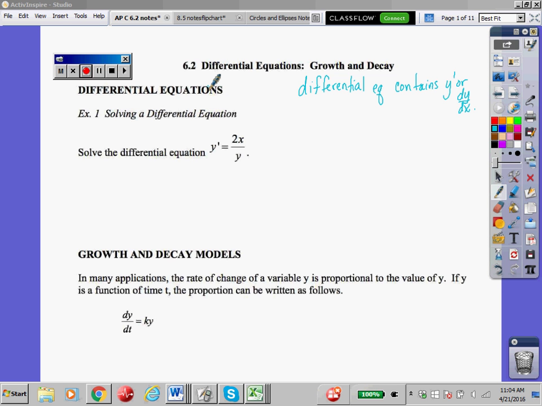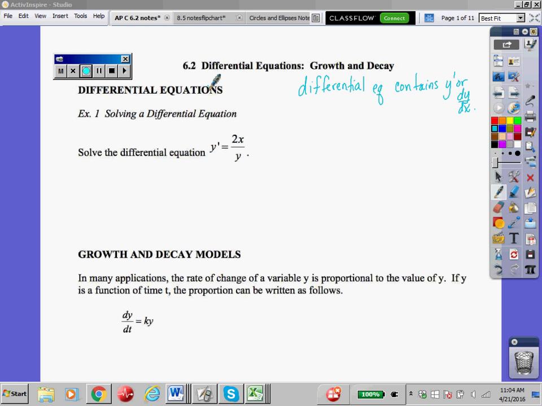So what we're going to do is we're going to look at differential equations. And we've actually done this to a certain extent already, but we're going to go into a much higher level than what we've done before. So first of all, you need to remember what a differential equation is. It's an equation that has a derivative in it, either y prime or dy dx.